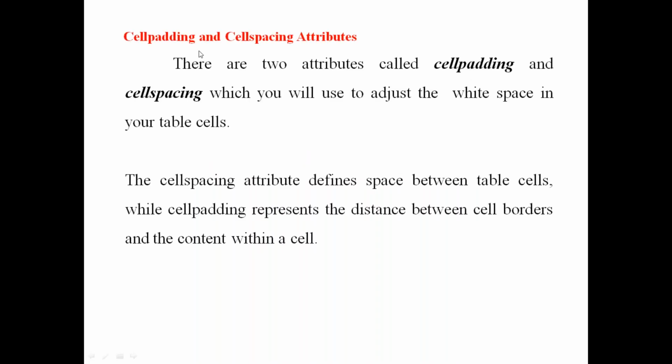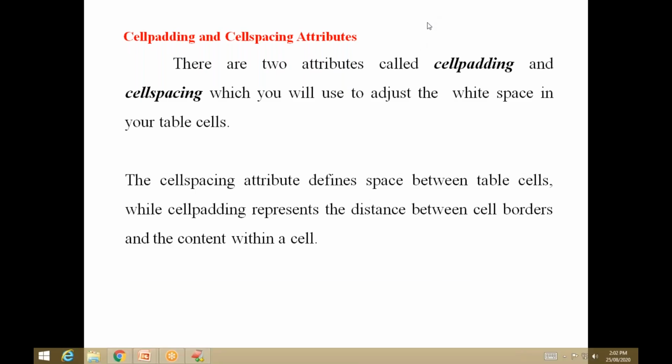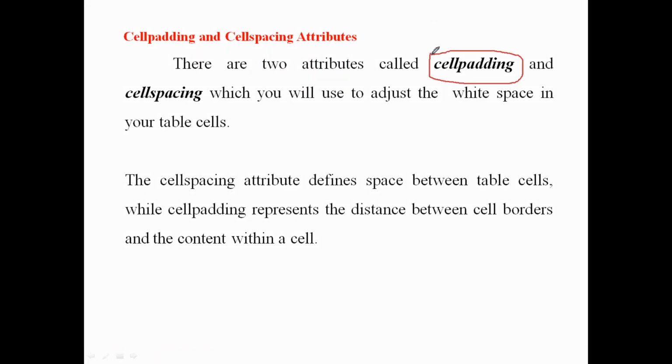the continuation of tables, that is called cell padding and cell spacing. You already know what cell padding and cell spacing are. There are two attributes which are used in a table tag. One is cell padding, another one is cell spacing, which will add white space in your table. Suppose you want to make a bigger table or a smaller table, you can use cell padding and cell spacing, which will add white space in your tables.